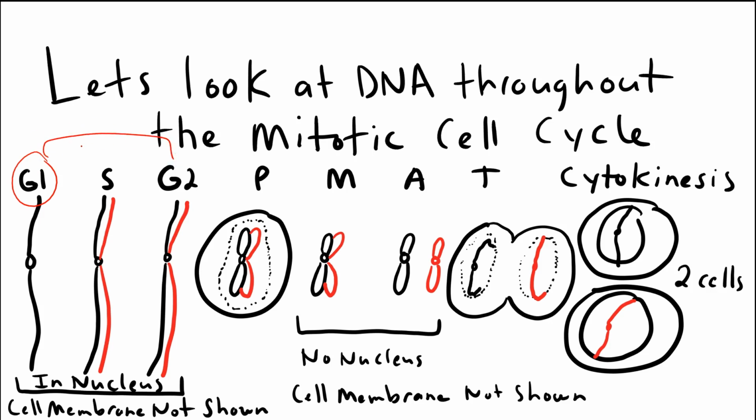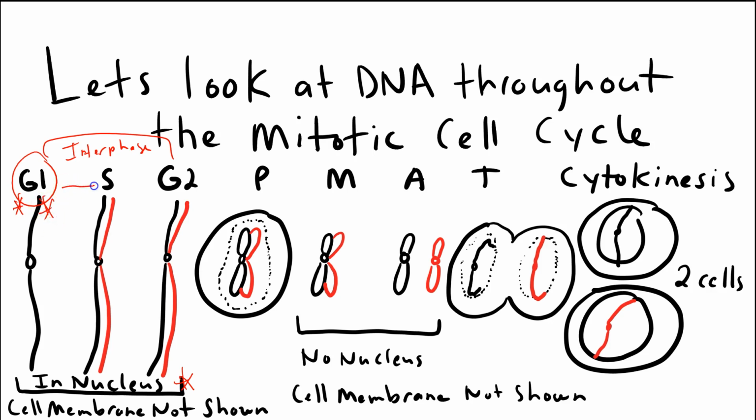So again, these three parts right here would be interphase. And basically with G1, you're going to start off with a non-replicated loose chromosome. I should note that all these are in the nucleus. I'm not drawing the nucleus here, but all this genetic material is in the nucleus during interphase. So you'll have a single loose chromosome.